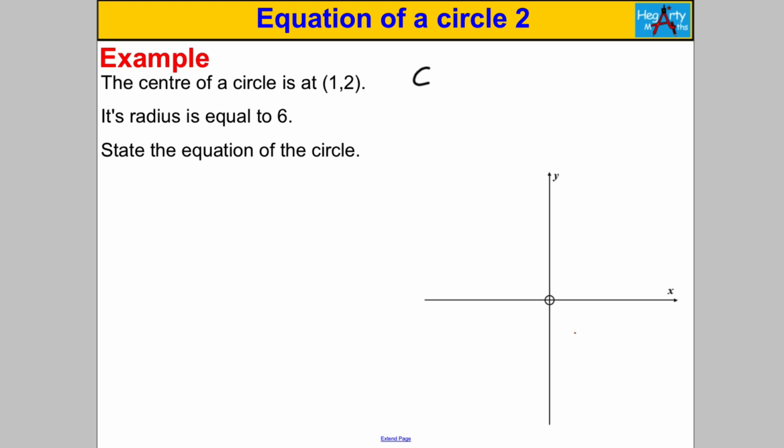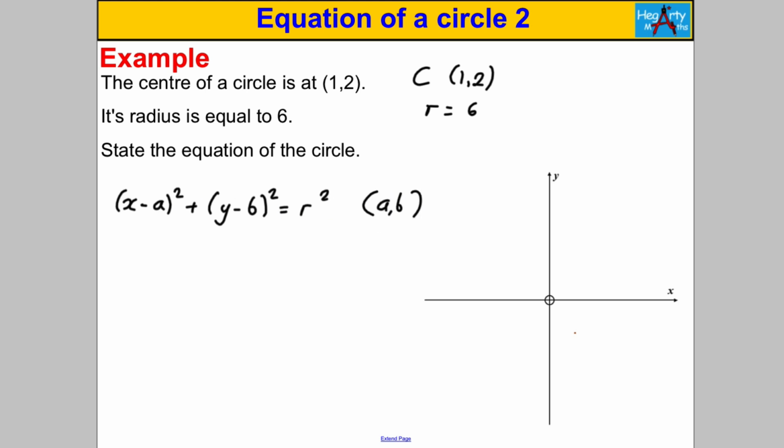Well, we're told that the centre is the point 1, 2. That's good. We're told the radius is equal to 6. We know that the general form of an equation of a circle is the following. x subtract a squared add y subtract b squared is equal to r squared, where a, b is the centre and r is the radius. Okay, so we're in pretty good shape here. We've got the centre, we've got the radius, we can do this, no problem. It would be x subtract 1 all squared add y subtract 2 all squared is equal to 6 squared.